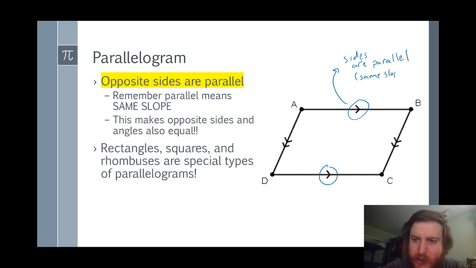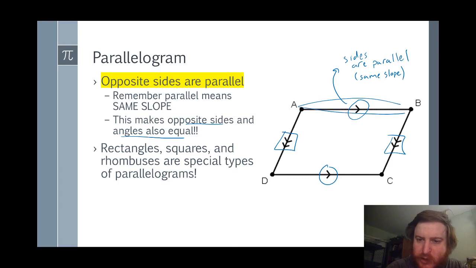So if we graphed this, those two lines should have the same slope, right? The two arrows and the two arrows, same thing. Those two guys are going to be parallel. So our opposite sides are parallel. And what that also does is it makes our opposite sides and our opposite angles equal.